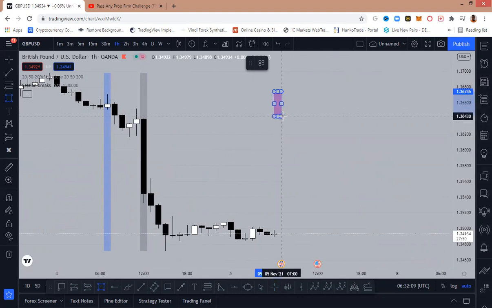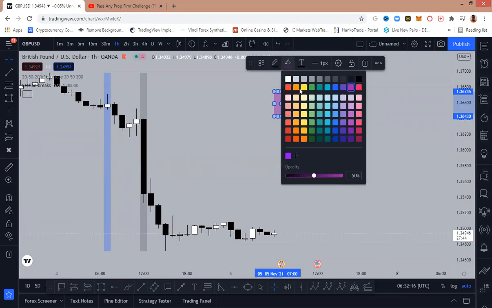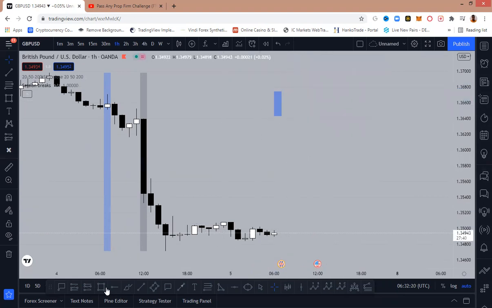We have 6 types of order blocks. Let's assume this is a bullish candle. I'll make it blue, and then this one, put another one here.